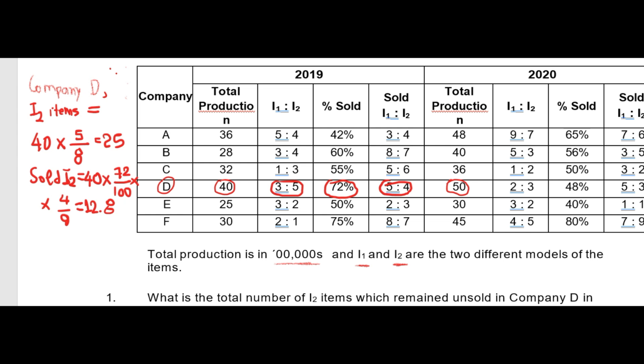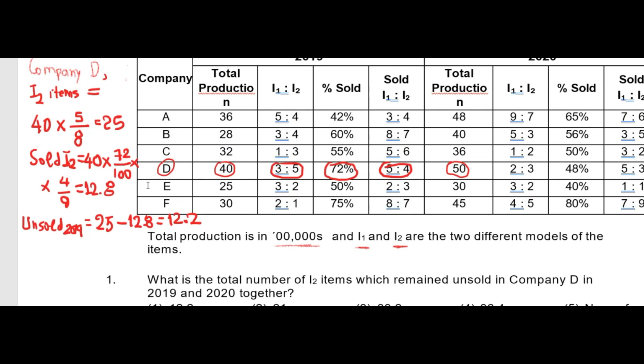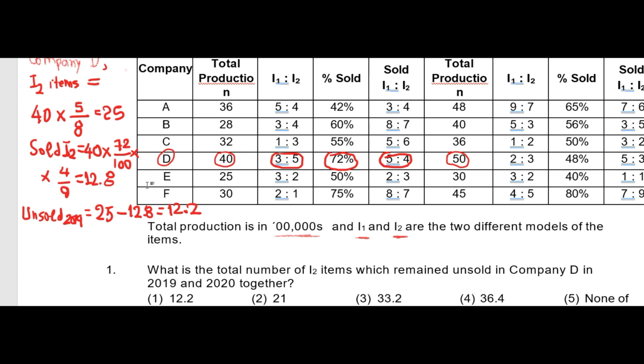Because he asks for the unsold, if you see the question here, that remained unsold, so unsold in 2019 is the total number produced minus the number sold. So this is 12.2. Okay, now we have to do exactly the same thing in 2020.